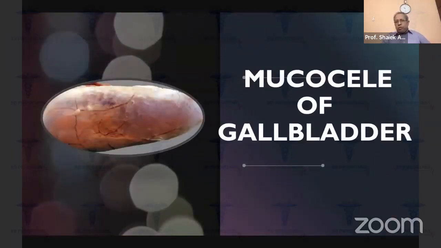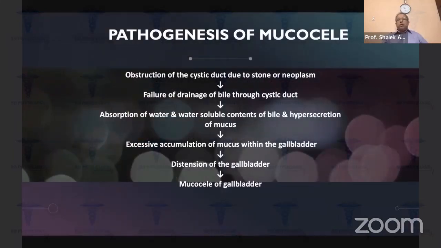What about the mucocele of the gallbladder? The wall is very transparent. Whenever you pass light, it can easily pass from one side to the other. The pathogenesis of mucocele is asked in the exam. That is obstruction of the cystic duct due to stone or neoplasm, failure of drainage of bile through the cystic duct, absorption of water and water-soluble contents of the bile, and hypersecretion of mucus, excessive accumulation of mucus within the gallbladder, which causes distension of the gallbladder and is represented as a mucocele of the gallbladder.